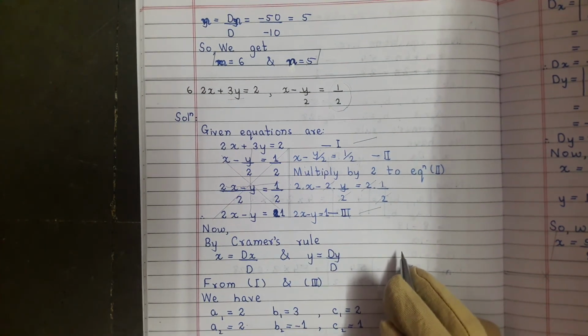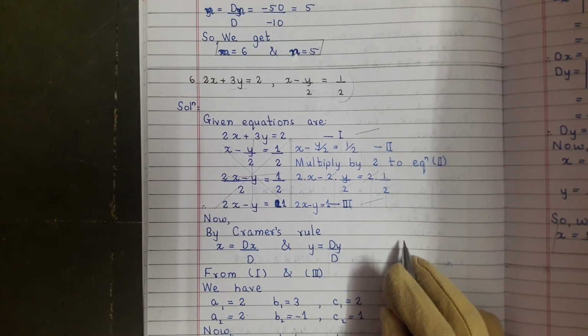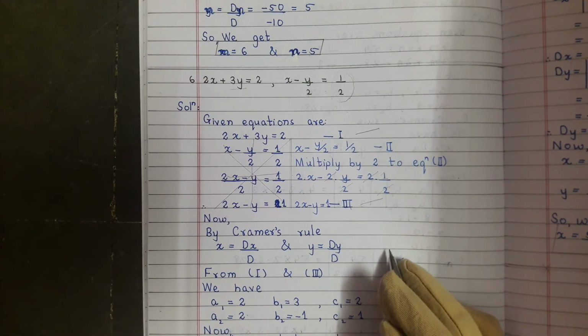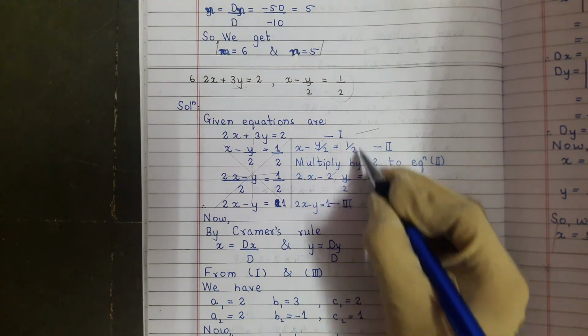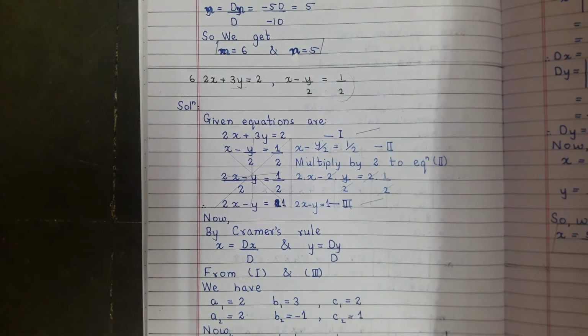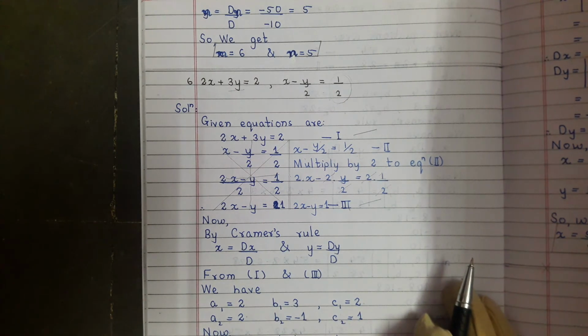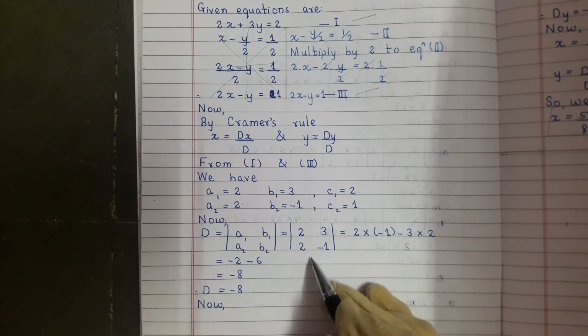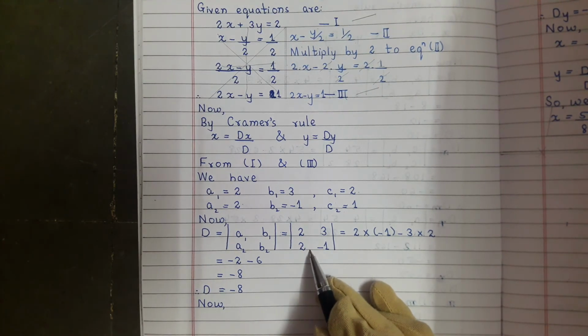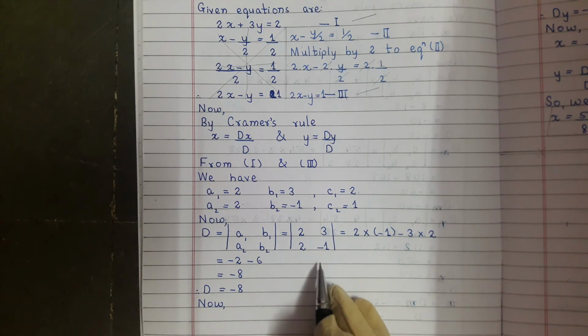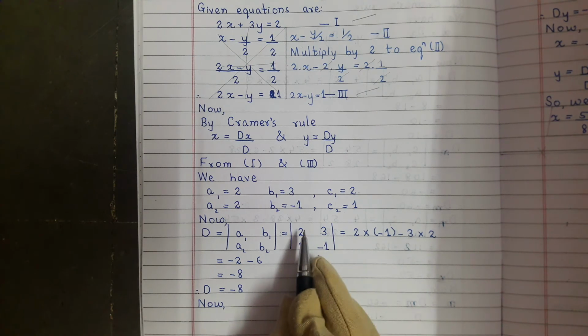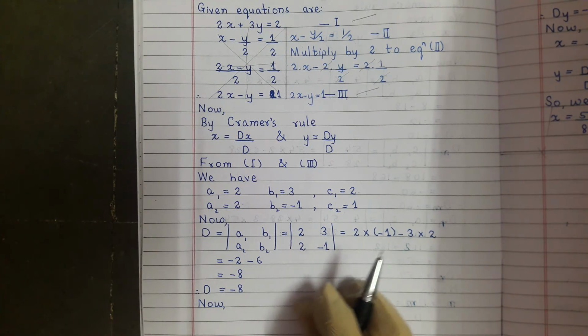So now by Cramer's rule we have x is equal to dx upon d and y equal to dy upon d. Comparing equations 1 and 3 with the standard form, we get a1 as 2, b1 as 3, c1 as 2, a2 as 2, b2 is equal to minus 1 and c2 is equal to 1. Now find the values of d, dx and dy. This is d, a1, b1. Just solve carefully. If you commit any mistake with the minus sign or plus sign, you will lose the whole marks.